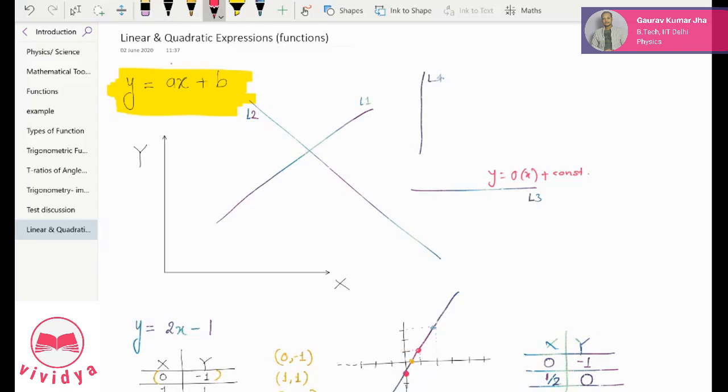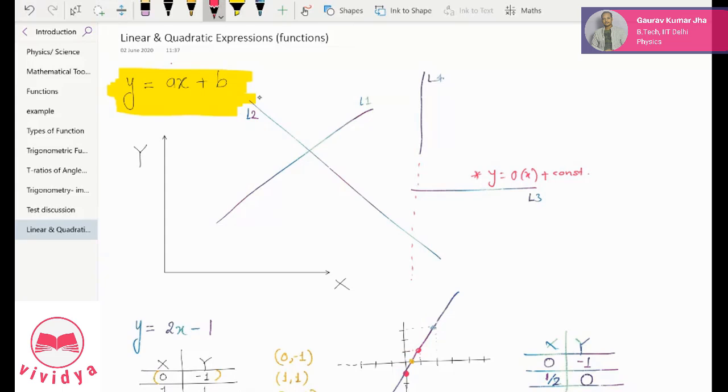Okay. Can you guess about L4? L3 we guessed. The equation will be y equal to constant. How about L3? No, L3 is done. L4, sorry, L4. Good. You're right.